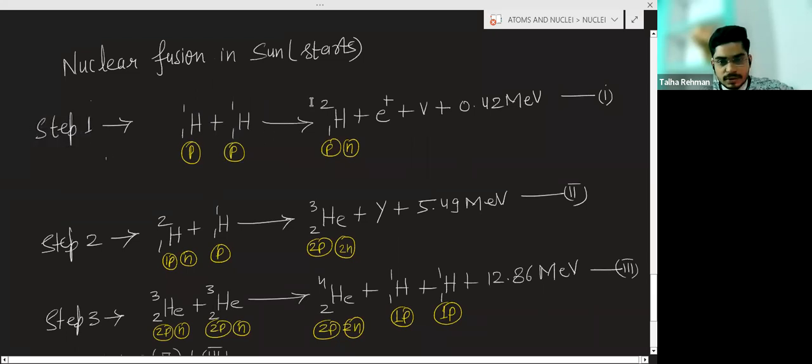In the second step, we have this. This 1H2, hydrogen 1H2, is again combining with 1H1, and we are getting helium 2He3. In this, there are 2 protons and 1 neutron. Here is 1 proton, 1 neutron, and here is only 1 proton. So in this reaction, we will get helium, a gamma particle, and 5.49 mega electron volt of energy.